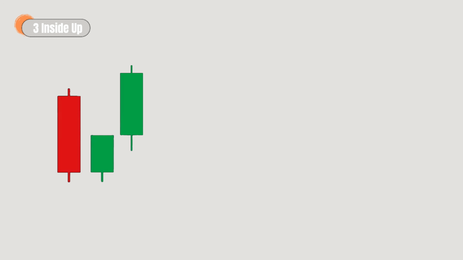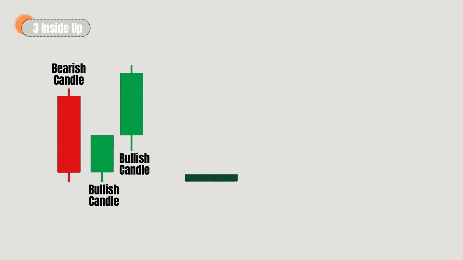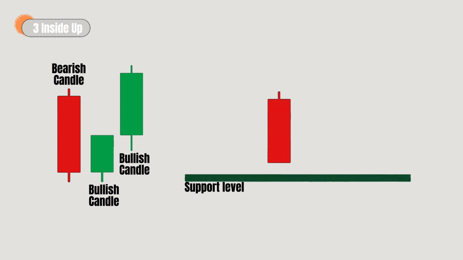There are 3 candles in the 3 inside-up candlestick pattern, one of which is a strong bearish candle, and 2 bullish candles. There is a short-term downtrend in the market, and when the price comes near the nearest support area on the chart, it creates a strong bearish candle. Here, sellers push the price down but cannot break the support area.